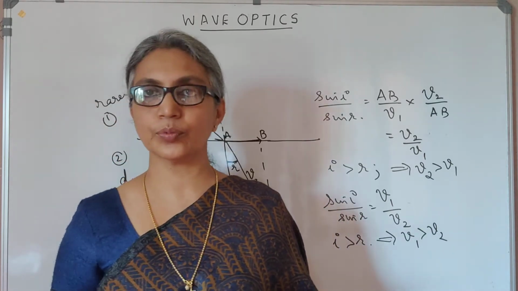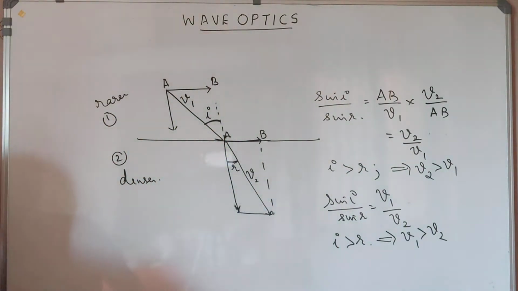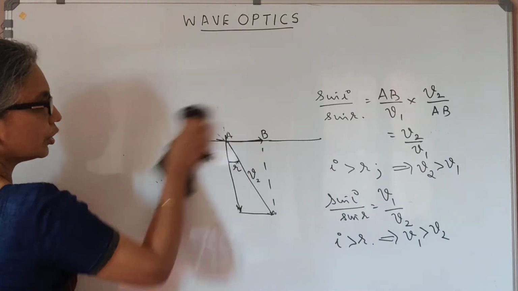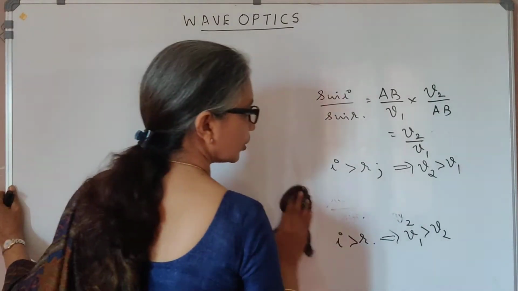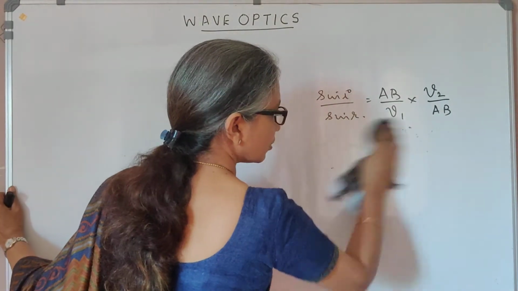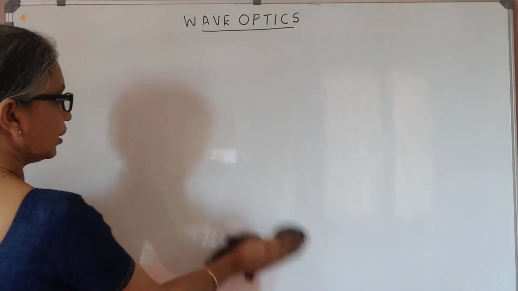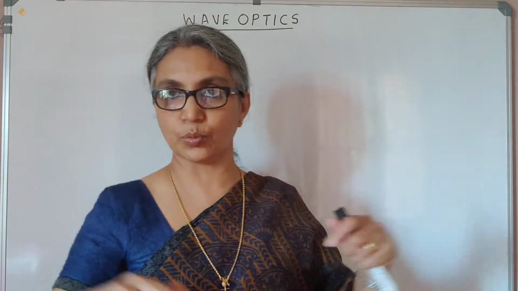We start this chapter with Huygens' principle. But before we go into that, we need to discuss what we call a wave front. Now, if you drop a stone in water, you know that the energy transfer by that stone will travel in the form of waves or in the form of ripples on the surface of water.